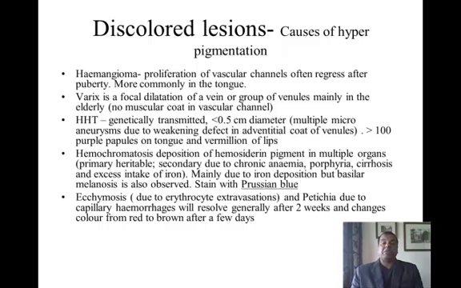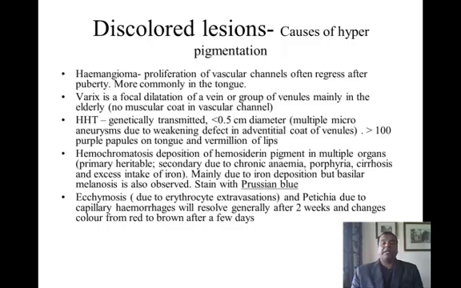usually occurring under 0.5 of a centimetre in diameter, with multiple microaneurysms caused by a weakening defect of the adventitial coat of the venules, and you may have greater than 100 purple papules on the tongue and vermilion of the lips.